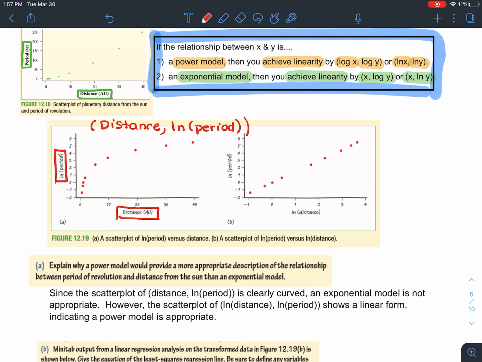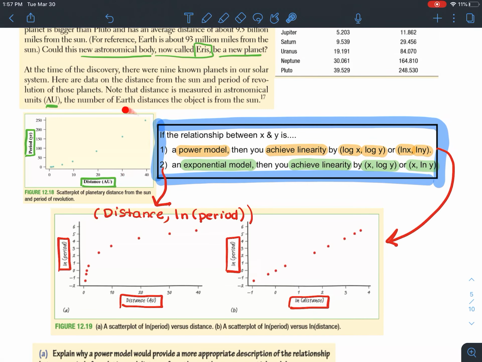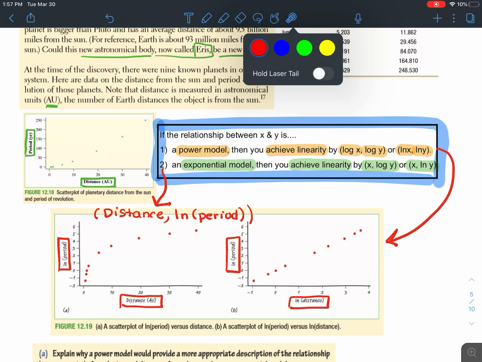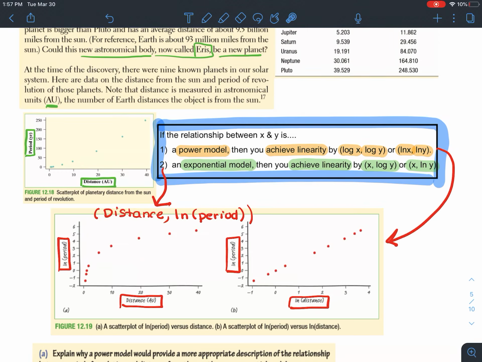What we actually did here was check to see if the original data set was exponential in nature, because we left the explanatory the same and only took the natural log of the response variable. So let's move over here to this one where we took the natural log of the explanatory variable and the natural log of the response variable. When you look at this, it definitely feels like this transformed scatter plot is much more linear. This is our test showing that the original scatter plot is in fact more of a power model than an exponential model.